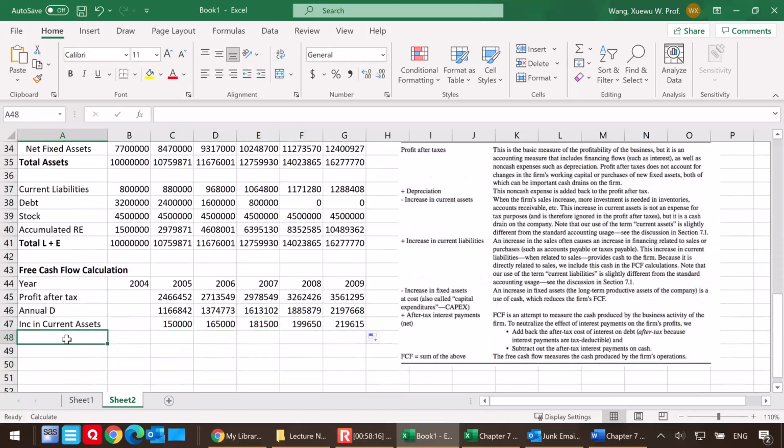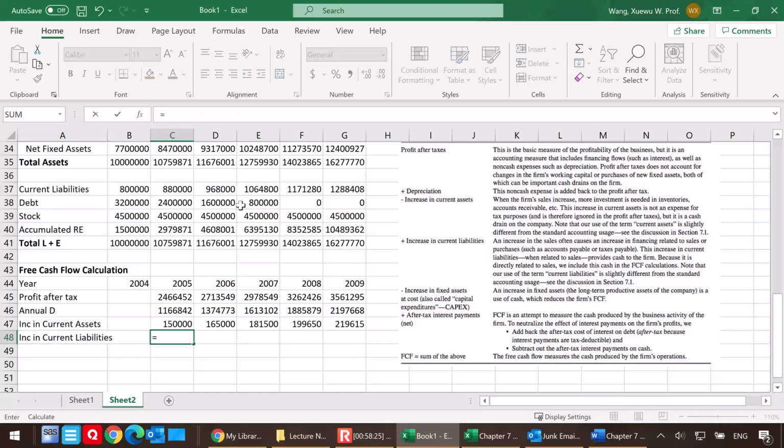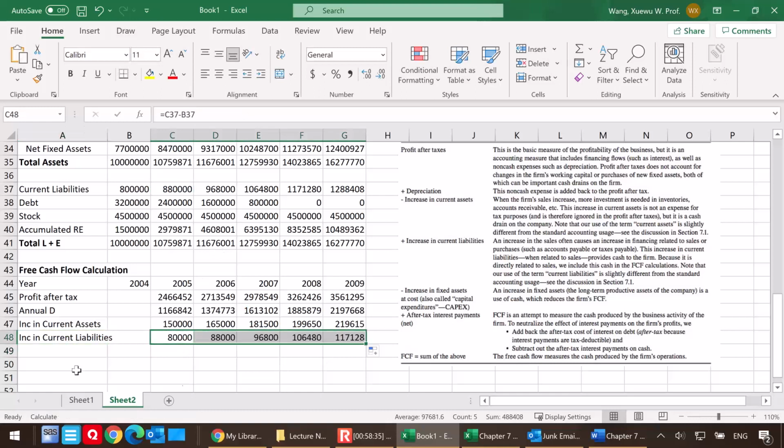And I can also look at increase in current liabilities. So that's going to be the current liabilities for 2005 minus current liabilities for 2004, and that's 80,000, and I can copy this across as well. Be very careful, you're dealing with a lot of numbers here.